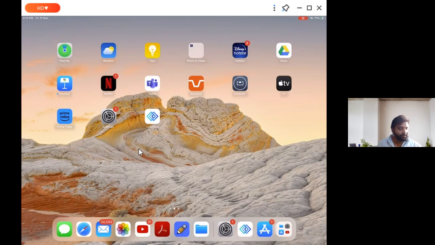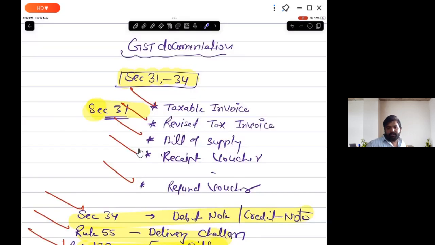Okay, guys. So we need to start with a new chapter. And the next chapter that we need to discuss is called GST documentation. So yeah, this is the chapter that we have to start. We have covered GST registration. Now another topic is called GST documentation.